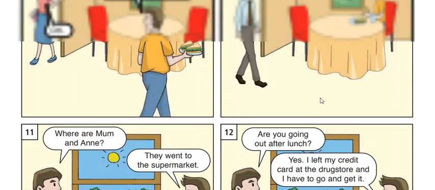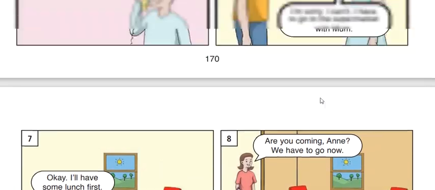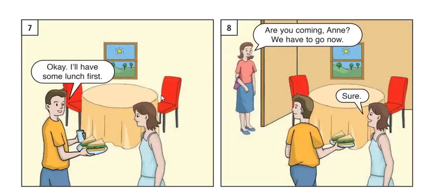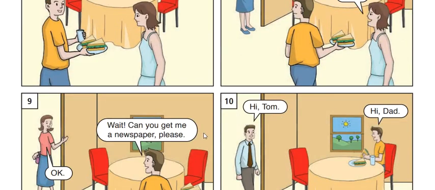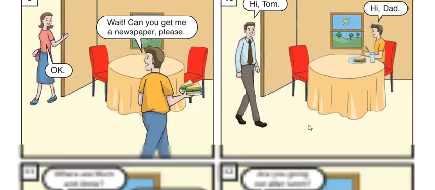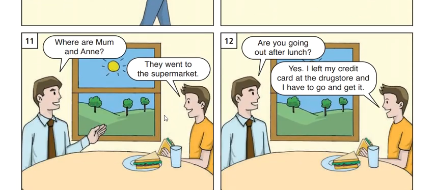So that's all about unit 18. You repeat it before we finish this unit. Picture 7, picture 8, picture 9, picture 10, picture 11 and picture 12.